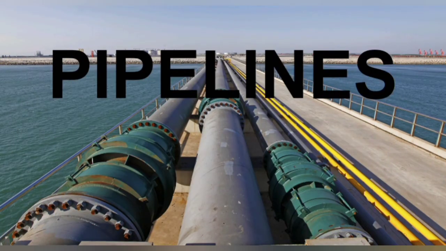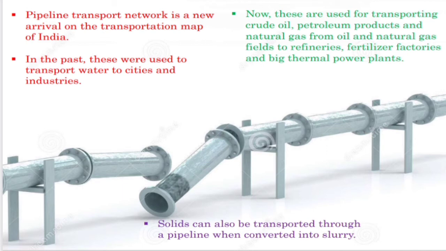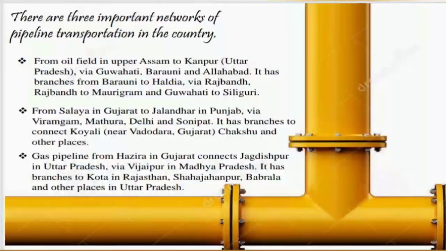Pipeline transport network is a new arrival on the transportation map of India. In the past, these were used to transport water to cities and industries. Now these are used for transporting crude oil, petroleum products, and natural gas from oil and natural gas fields to refineries, fertilizer factories, and the big thermal power plants. Solids can also be transported through a pipeline when converted into slurry.